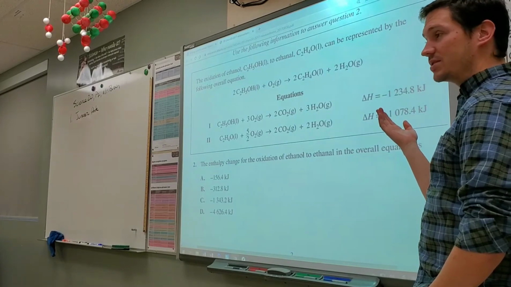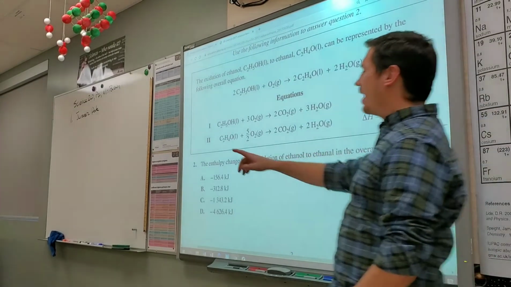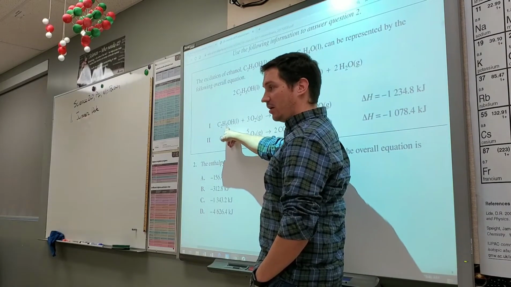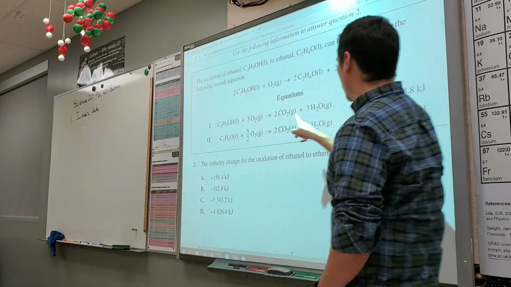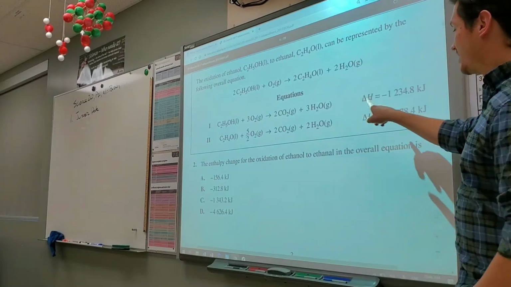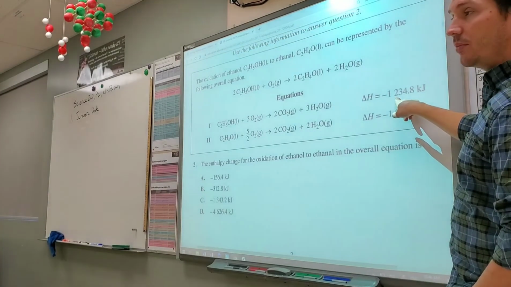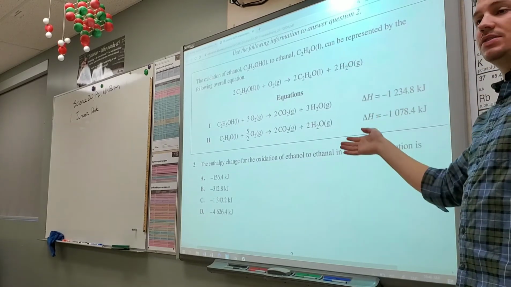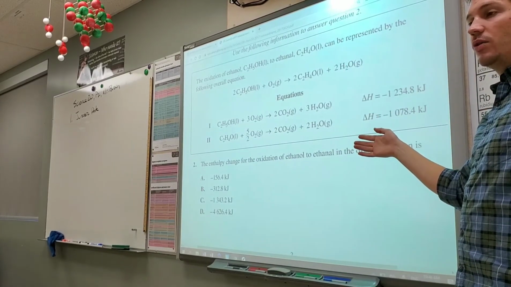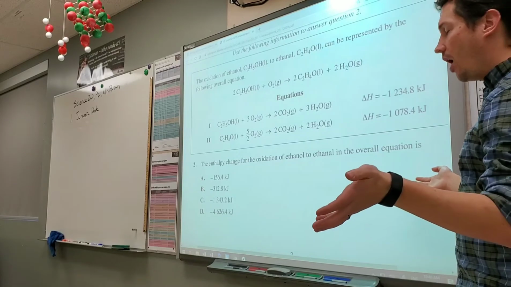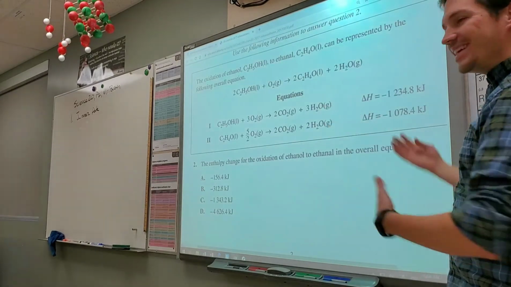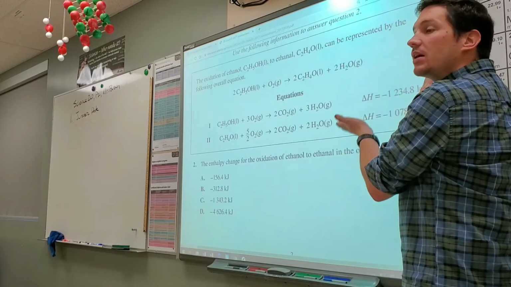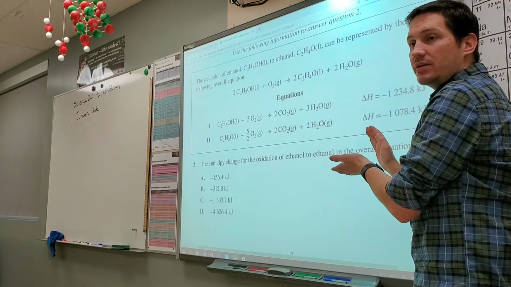1,234.8 kilojoules. Now, when I combust this particular chemical, does this system release or absorb energy? It releases. So it's going to make its surroundings what? Hotter or colder? It's going to make them hotter, right? That's all. This is one way for me to communicate an enthalpy change.